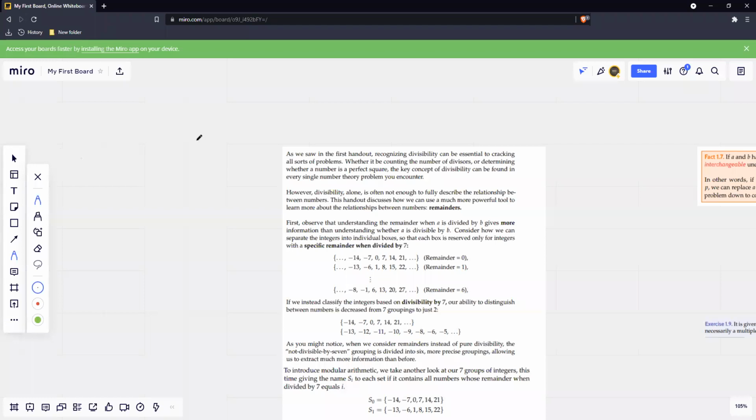I think we all know what a remainder is, but basically it's when you divide and if there's some number left over, that's your remainder. So first we're understanding the remainder when A is divided by B. This gives more information than understanding whether A is divisible by B. So the remainder actually gives us a bit more information than just saying it's divisible. So we can separate the integers into sets with a specific remainder when divided by 7.